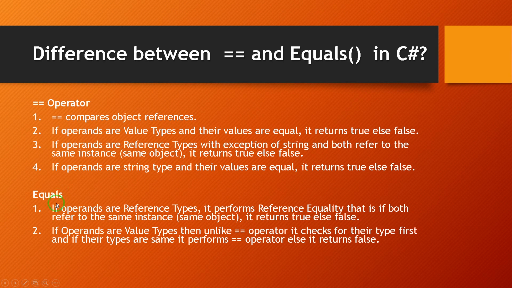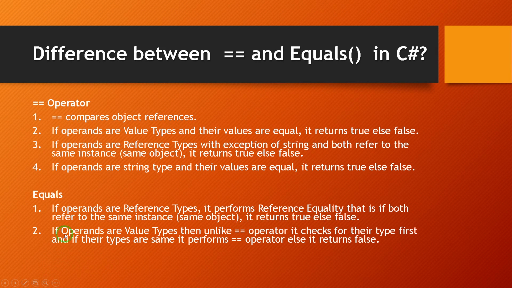In second scenario, in case of equal method, if operands are reference type, it performs reference equality, that is if both reference the same instance or same object, it returns true, else false.